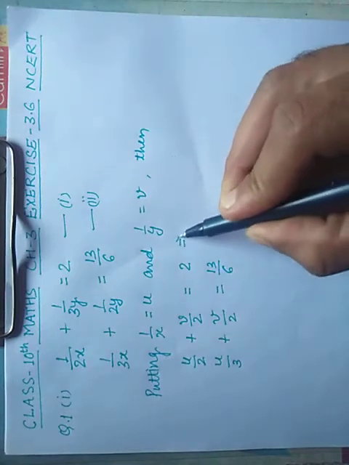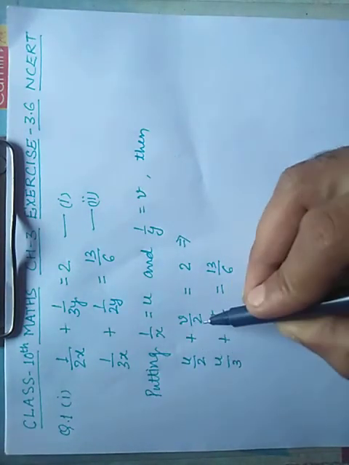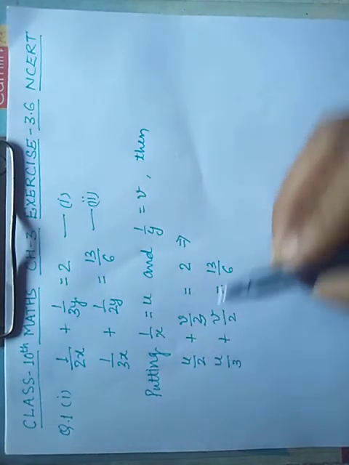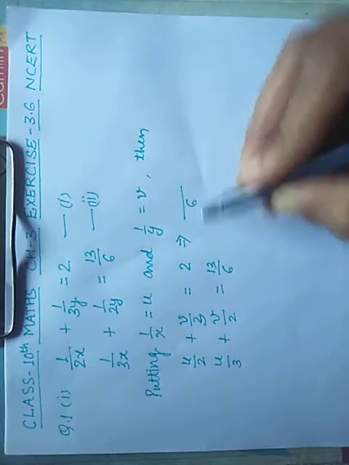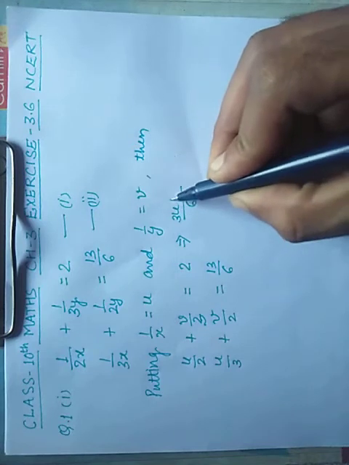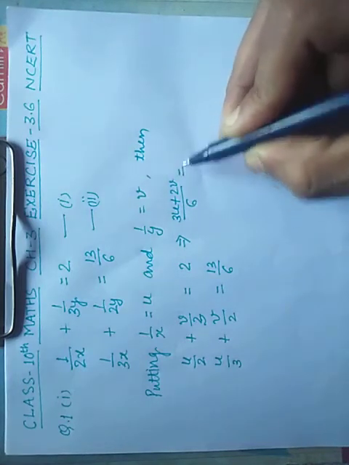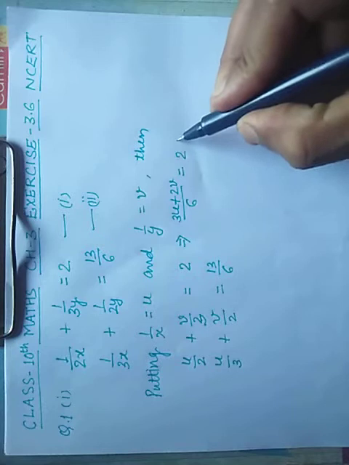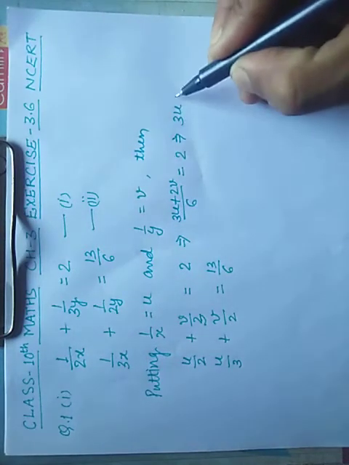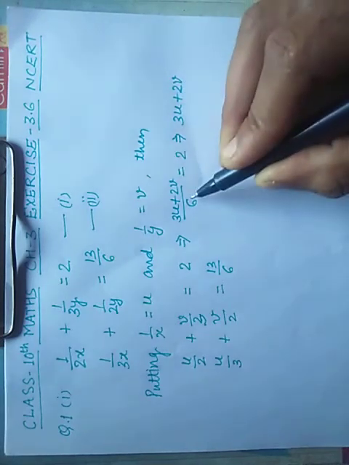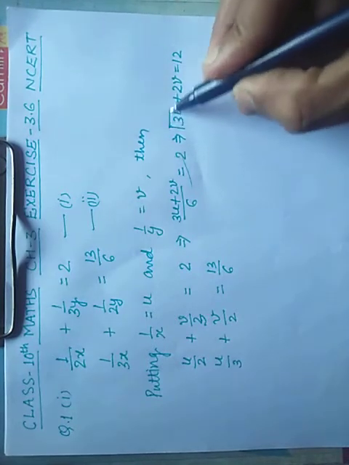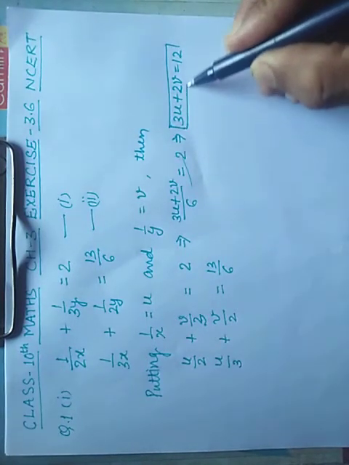We can further solve them. It is here 3u upon 6, actually v upon 3. We will take LCM. Okay, it will be 6 and it will be here 3u plus 2v is equal to 2, and the final equation will be what? 3u plus 2v, and 6 into 2 will be 12, is equal to 12. So this is our equation.